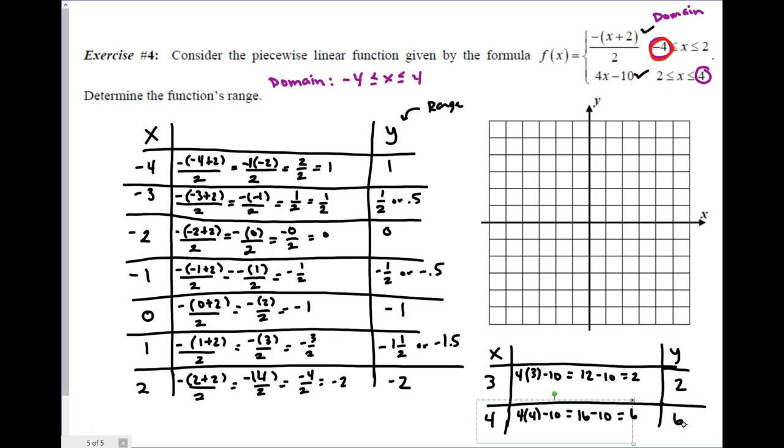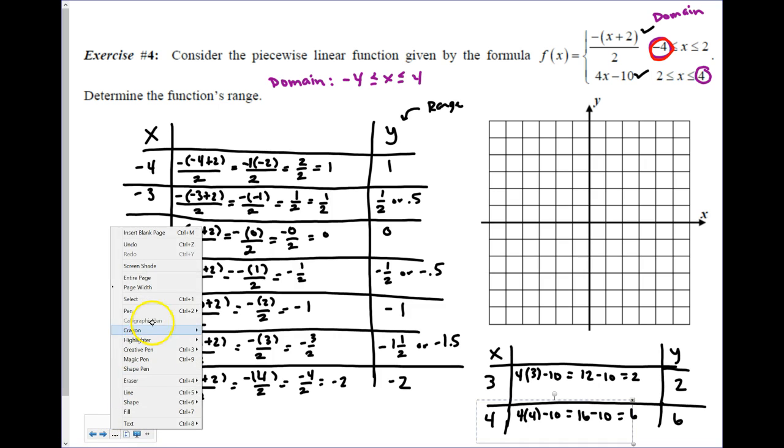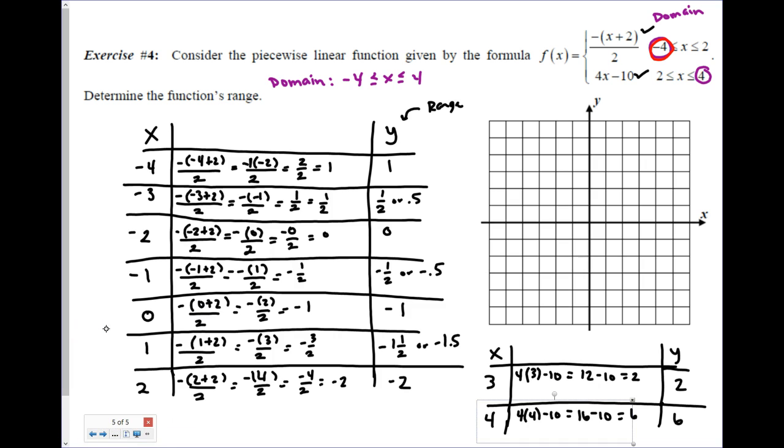Okay? Now I'm going to graph this. I think that'll help me. So I'm going to write down the points that I just made. I'm going to do myself a favor and make these into coordinates so I can make my graphing easier. So this coordinate right here becomes negative 4 comma 1. This coordinate becomes negative 3 comma 0.5. This becomes negative 2 comma 0. This becomes negative 1 comma negative 0.5.